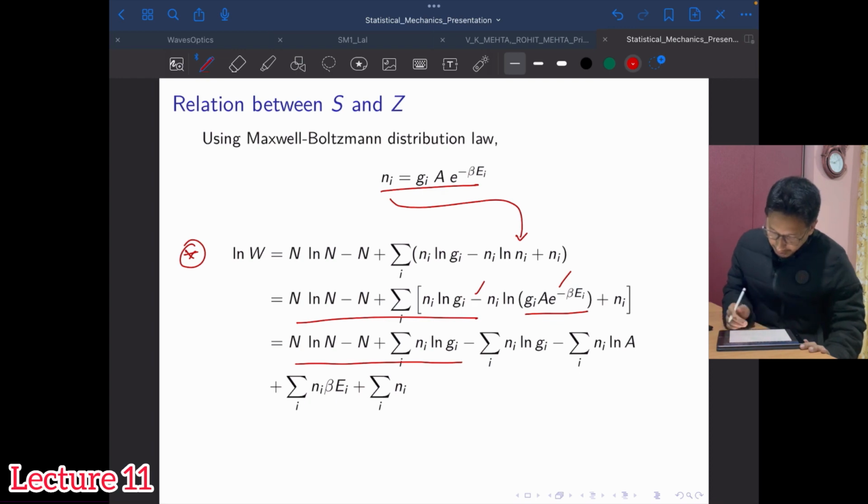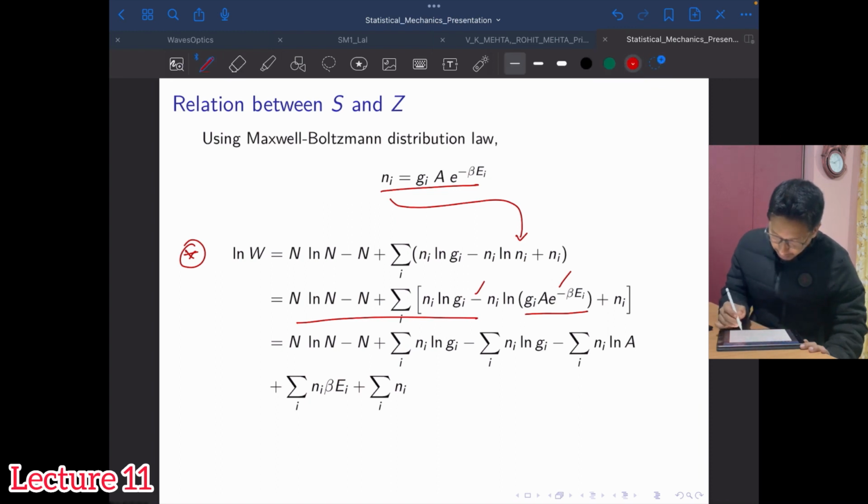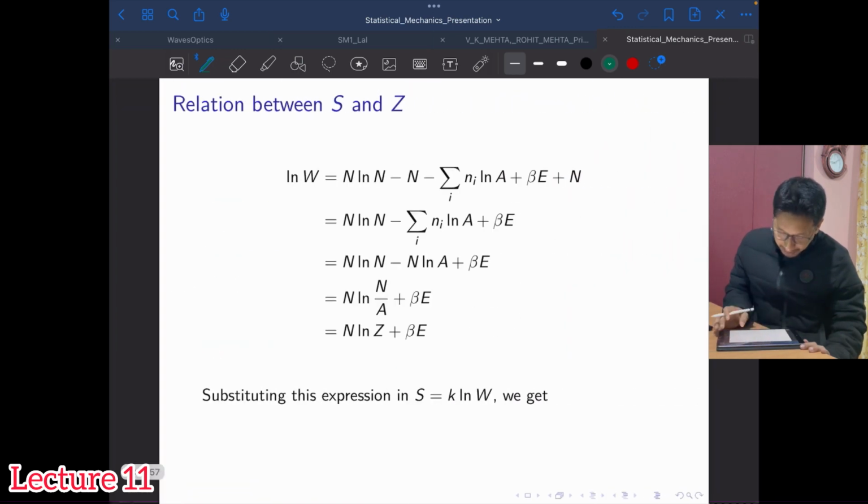Now you will see some terms will get cancelled out. So yes, this particular term and this particular term will get cancelled out, so we'll remain with the rest. Moreover, this ln a can be taken common. Let's see in the next one.